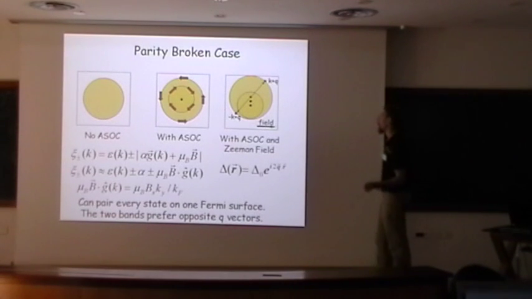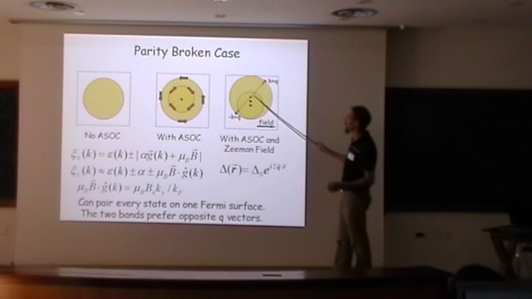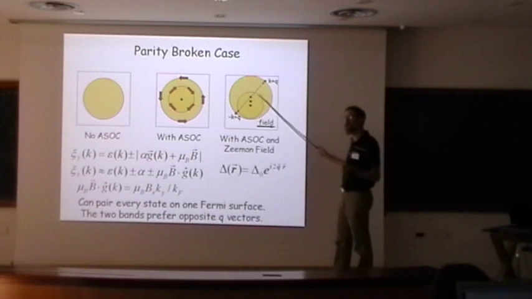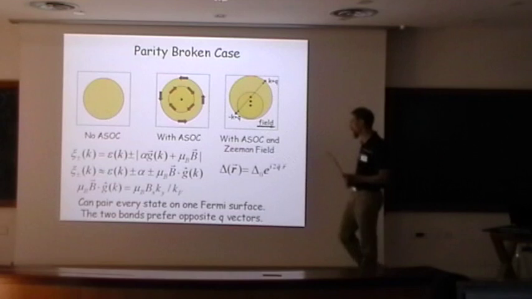An interesting point, though, is that while this upper band prefers this q vector that's moved up, the lower band prefers this q vector that moves down. And if the densities of states of these two bands are comparable, it's not clear which one of these is going to win. And you may in fact get linear superpositions of these two q states.